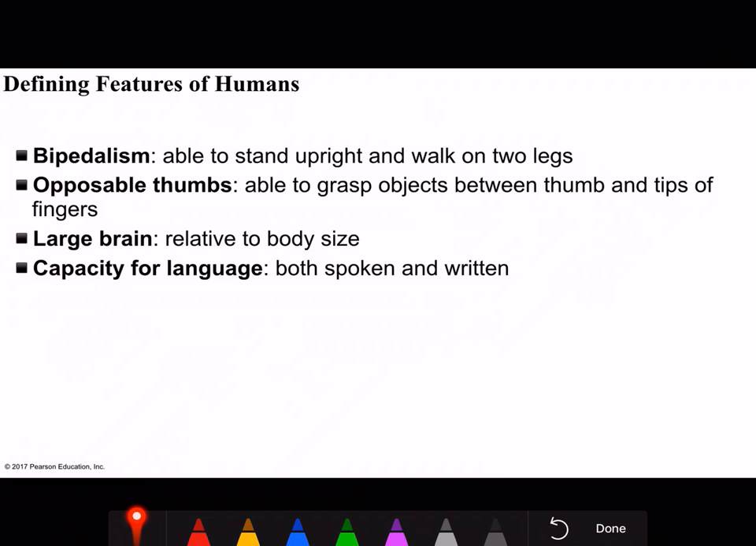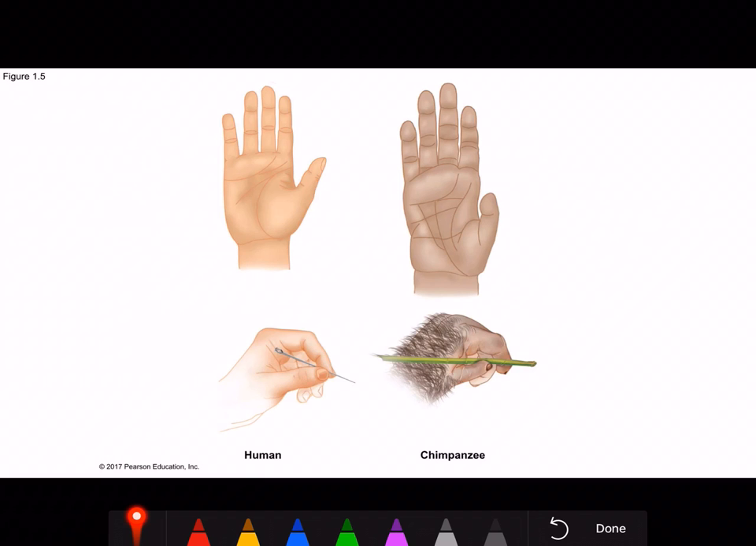Then we have opposable thumbs. On our right hand, the thumb is turning to the left. On our left hand, the thumb is turning to the right. This enables us to grasp objects between the thumb and the tips of the other fingers. We have a large brain relative to body size, and we have the capacity for language. We can talk and we can write, and therefore we can communicate. If we compare our hands with primate hands, for example the chimpanzee, you can see how we are adapted to touch or hold tiny things, whereas the chimpanzee can barely touch a branch of a plant. So these things enable us to develop and be better equipped for our life.